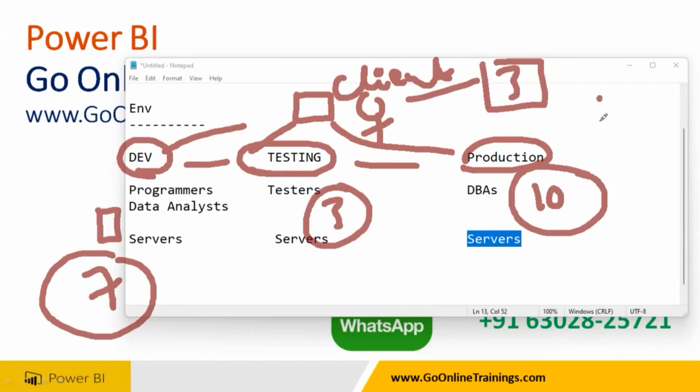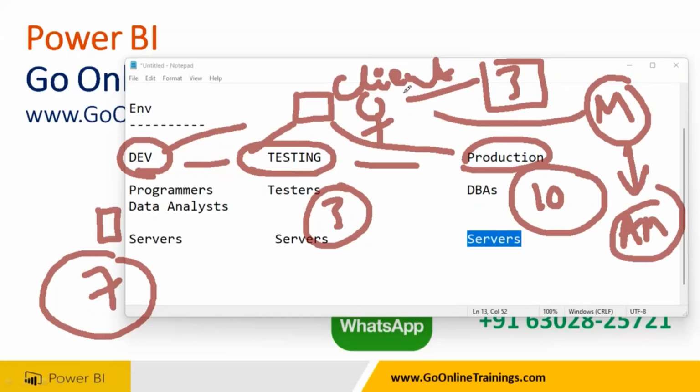Apart from this, you have a manager for this project. Below that, you have an assistant manager for this project. So all the people are responsible for delivering the project. Clear?